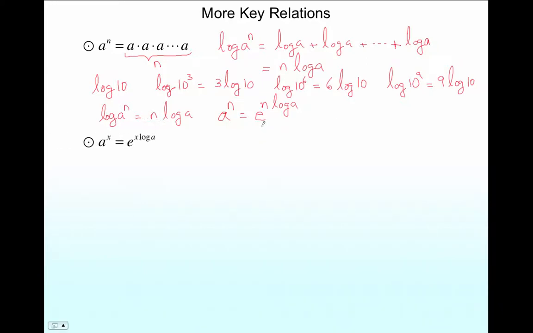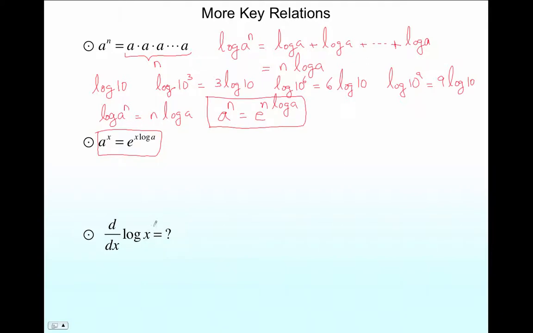Now, let's ask what happens if n is not an integer. What if it's just an ordinary number, like let's say square root 2 or whatever? This relation continues to hold. A to the x is equal to e to the x log a, just like over here, where n was an integer.